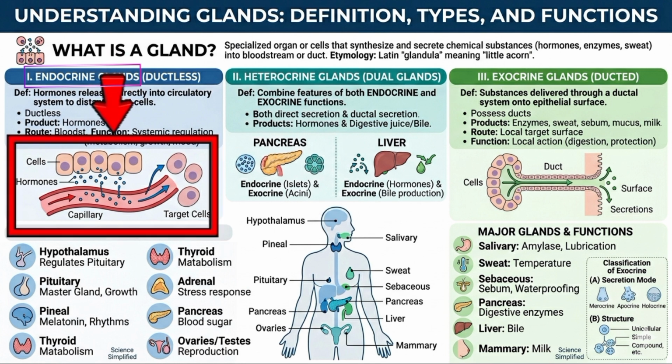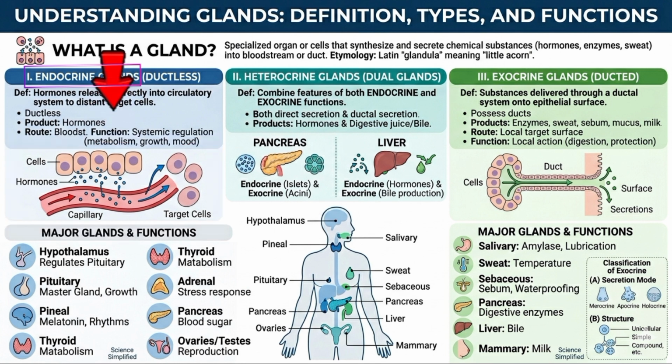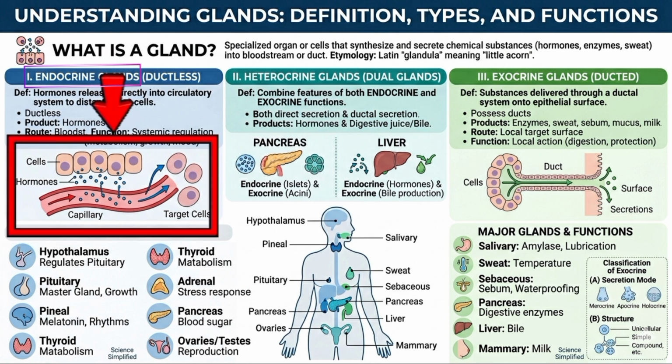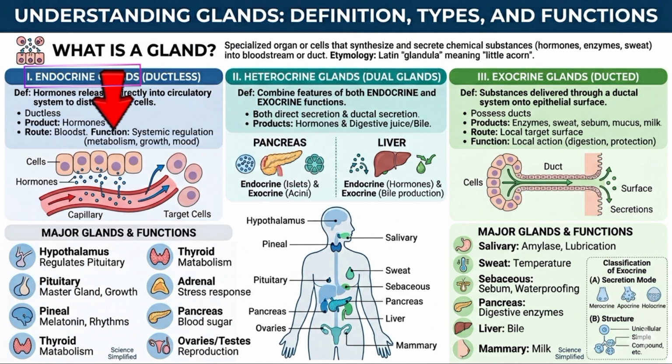Visuals. Look at the diagram just below this text. You can see cells releasing blue dots, which represent hormones, directly into a red tube labeled capillary. These hormones travel through the blood to reach target cells on the right side of the diagram. Function. Their main job is systemic regulation, controlling body-wide processes such as metabolism, growth, and mood.